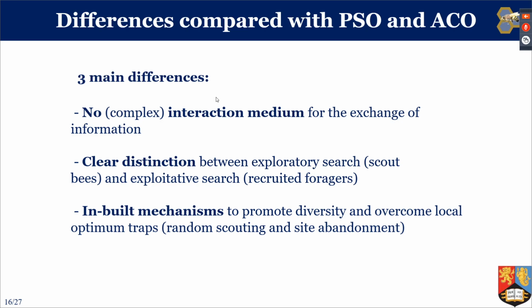In the bees algorithm, there are also mechanisms built in to help the population remain diverse. And because of that, we can avoid being trapped in local optima, which is a big problem for optimization algorithms. So in the bees algorithm, we use random scouting that you saw earlier, and also site abandonment will enable us to abandon sites that do not improve. So therefore, we don't get trapped in them.